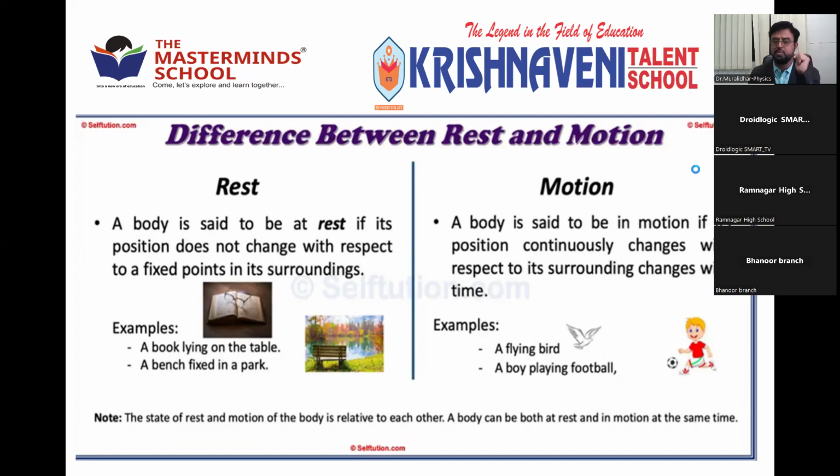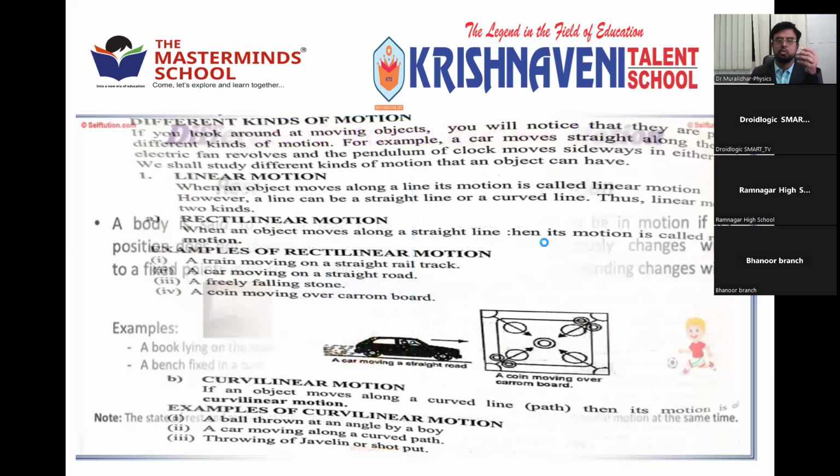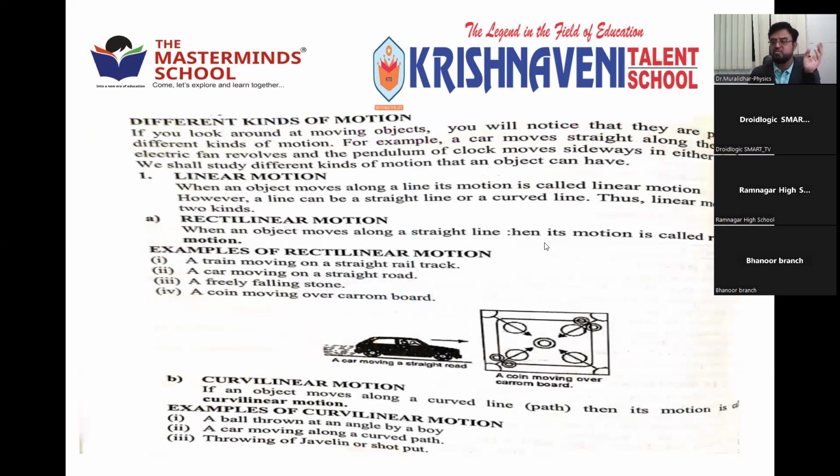A book lying on the table, or a bench fixed in a park, comes under examples of rest. A flying bird, or a boy playing football, comes under motion. See, rest and motion are relative terms. One is connected to another. After knowing about rest and motion, we enter the different kinds of motions.